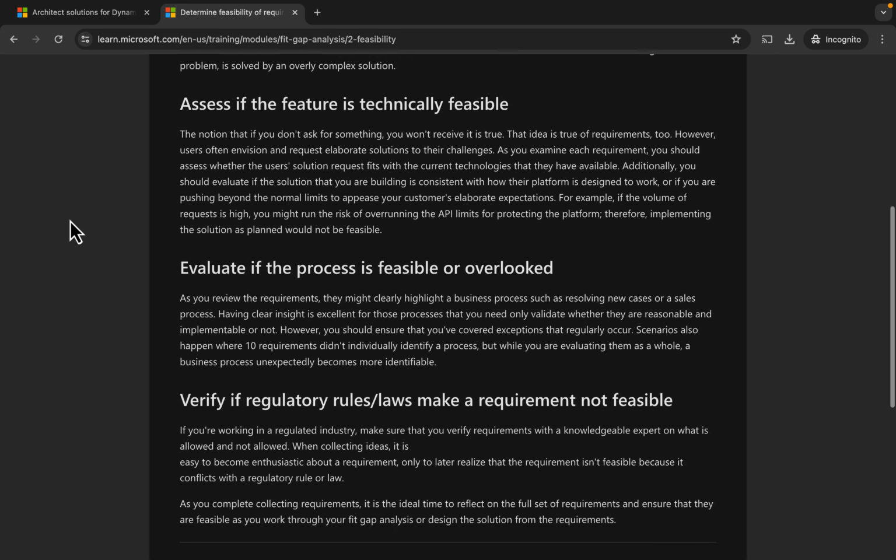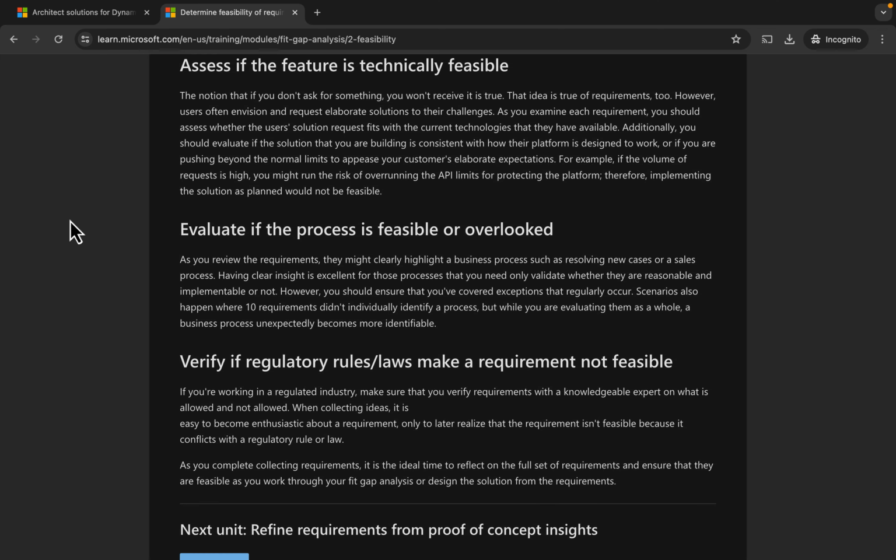Assess if the feature is technically feasible. The notion that if you don't ask for something, you won't receive it is true. That idea is true of requirements too. However, users often envision and request elaborate solutions to their challenges. As you examine each requirement, you should assess whether the user's solution request fits with the current technologies that they have available. Additionally, you should evaluate if the solution that you are building is consistent with how their platform is designed to work, or if you are pushing beyond the normal limits to appease your customers' elaborate expectations.